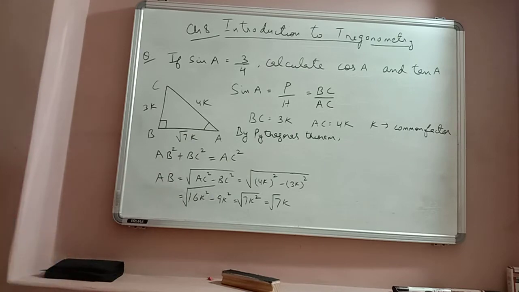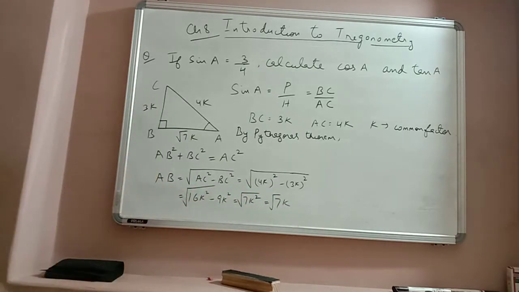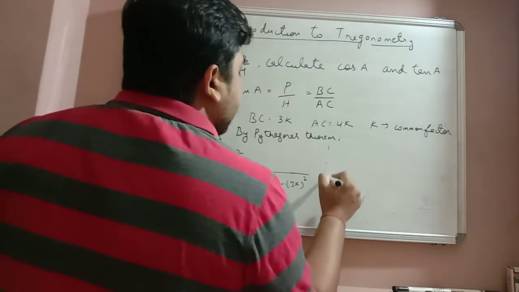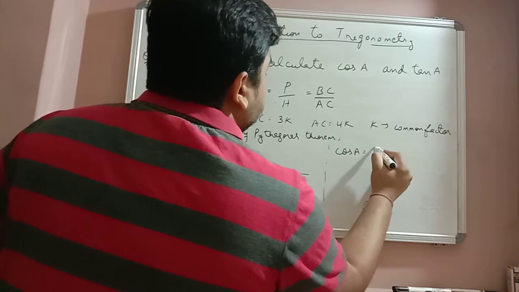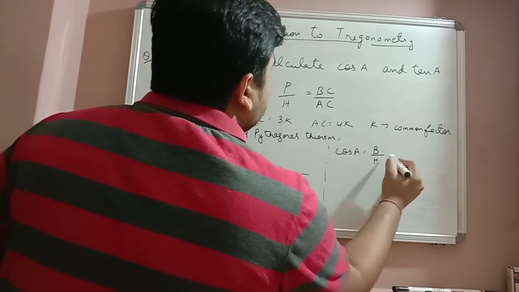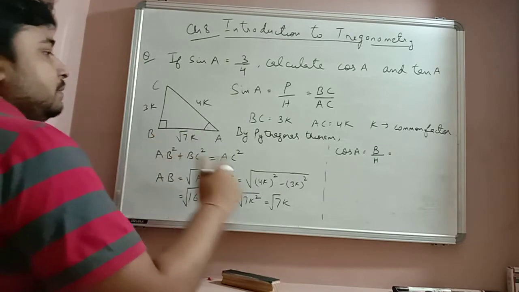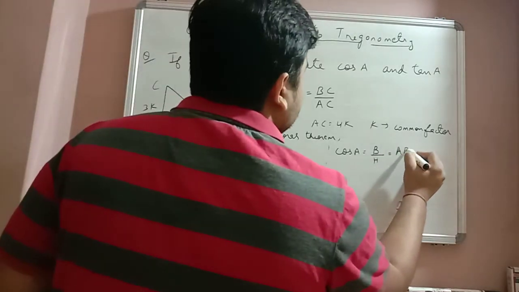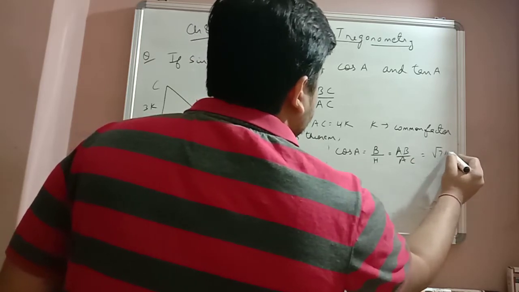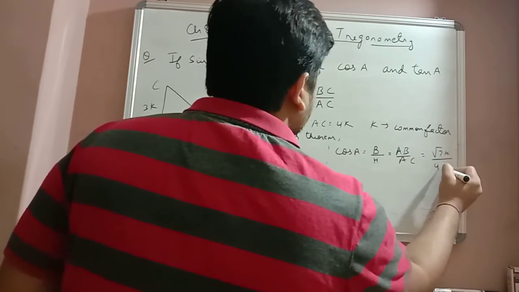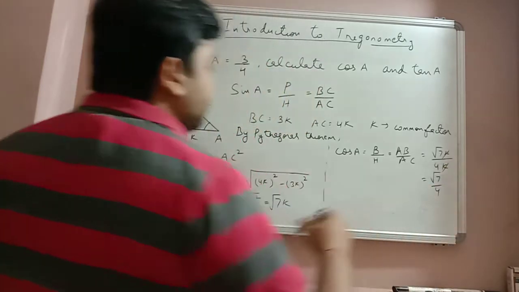So AB comes out to be root 7k. Now we can simply find out the ratios cos A and tan A. Cos A is given by base upon hypotenuse. So base will be what? AB, and hypotenuse is AC. So base is root 7k by 4k. So cos A comes out to be root 7 by 4.